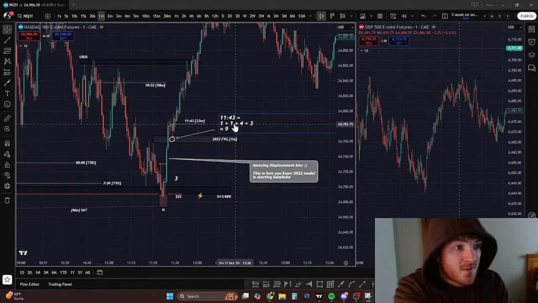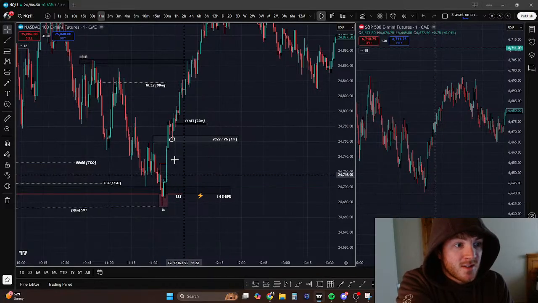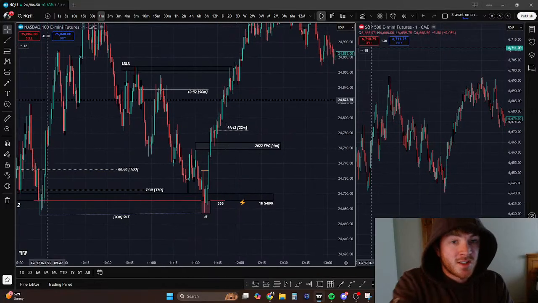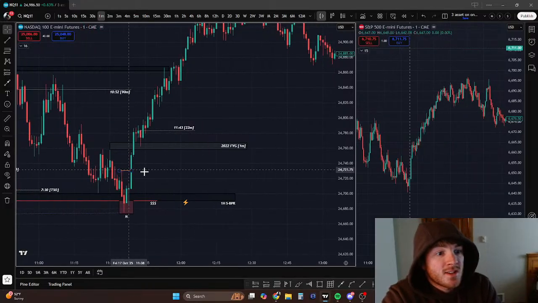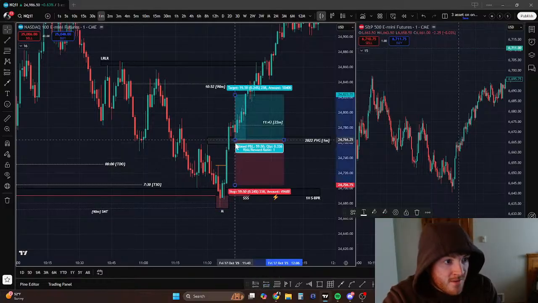And then let's show how you would take it, right? Let's get rid of all the extra stuff on the chart and just show straight up how you take this, right? Well, for me, I would take this entering at that fair value gap.